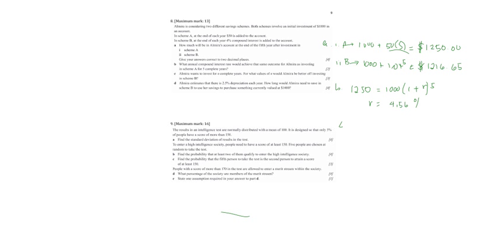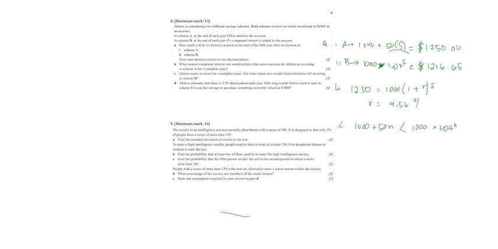For letter C, Almira wants to invest for n complete years, so we're looking for the number of years. For what value of n would Almira be better off investing in scheme B? So for scheme A, it's 1,000 plus 50n, and for scheme B, you have 1,000 times 1.04 raised to n. It will be better in scheme B.